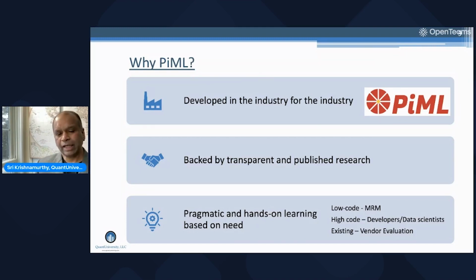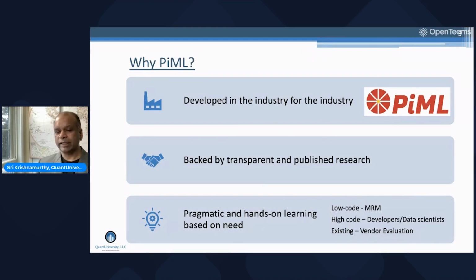And finally, I think the pragmatic and the hands-on learning aspects is something which attracts me a lot, because at QuantUniversity, we are all into hands-on learning. And the reason why you could potentially just bring in these tools, and as Nick was showing a demo and August was showing a demo, it's pretty easy for you to catch hold of these concepts without having to build out all the nitty-gritties from the ground up.